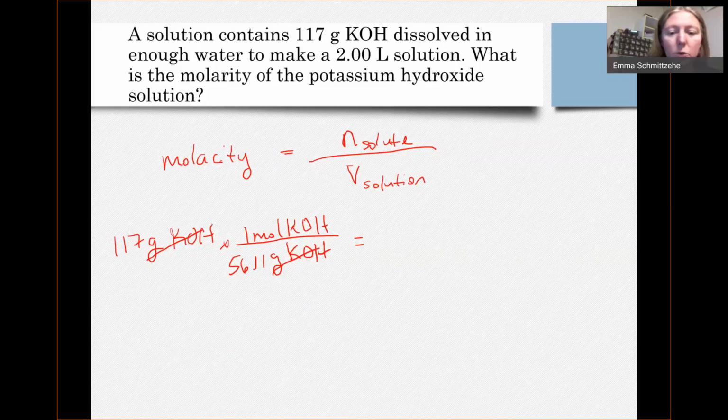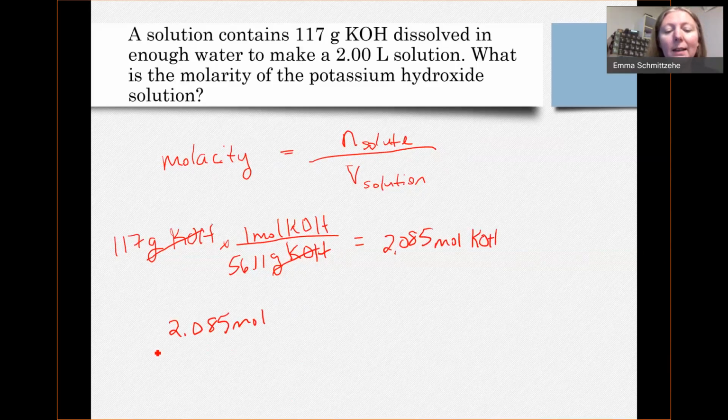So I actually have 2.085 moles of KOH. I'm keeping an extra sig fig because we're not done with the calculation. So 2.085 is my moles, and that has to be put over the liters of solution, which was given as 2.00 liters. I take the 2.085 and divide by 2.00, and that gives me a molarity of 1.04 molar of KOH. I wrote the unit as a capital M.